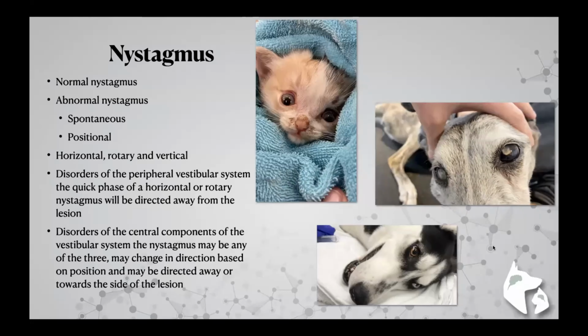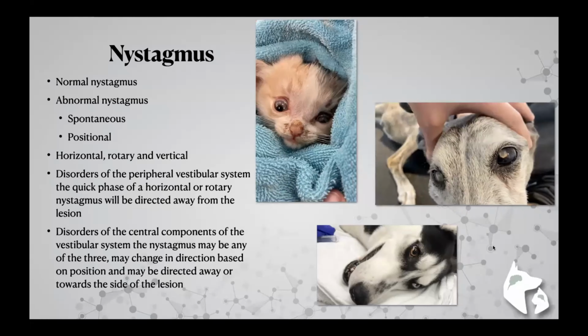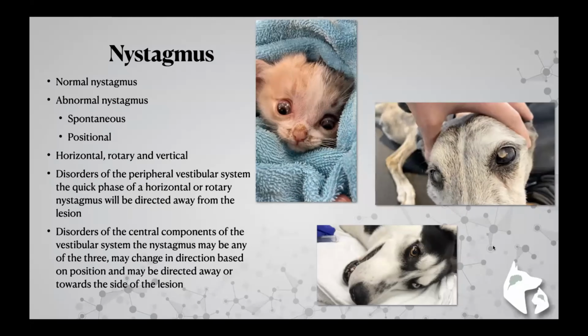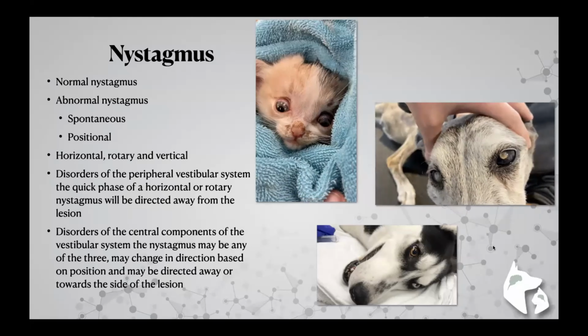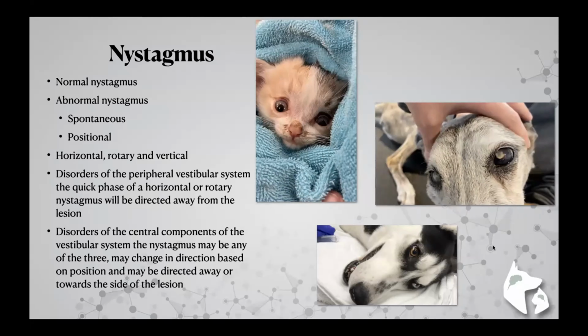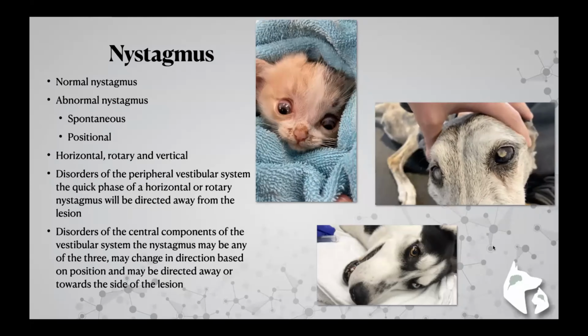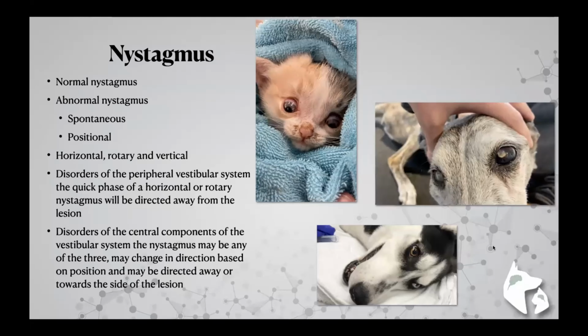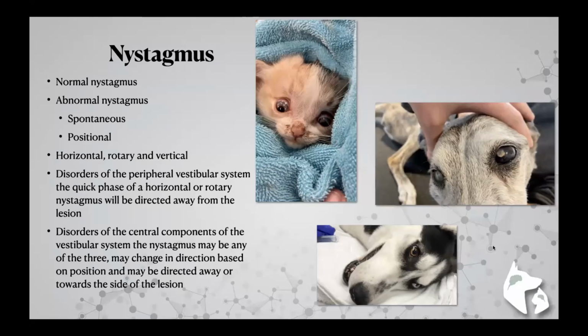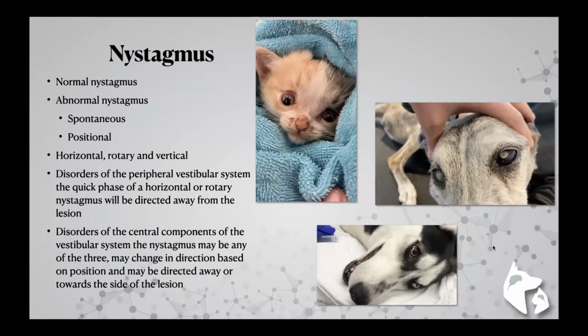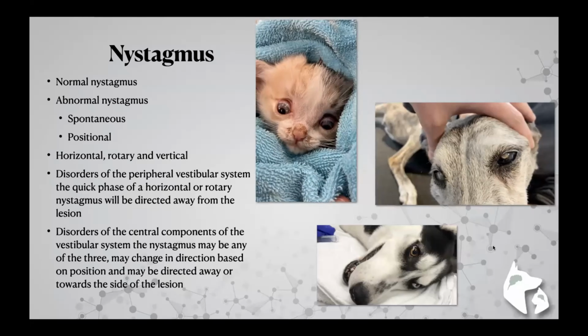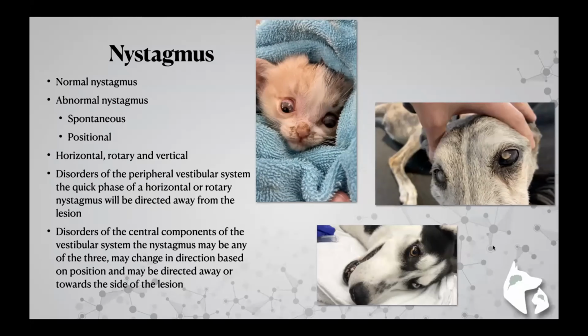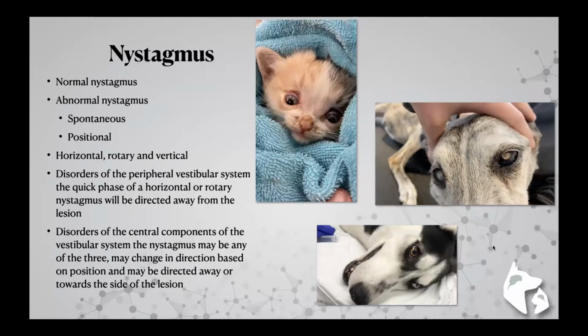And you can see the dog will slowly rotate to the left and then the fast phase is to the right. He blinks when he corrects, but kind of slowly twitches to the left and then corrects quickly to the right. So that's a rotary nystagmus with a fast phase to the left, suggestive of a right-sided lesion.